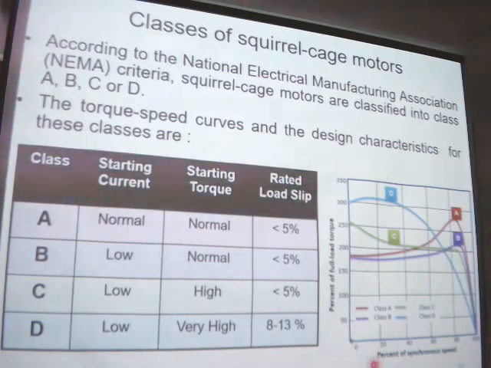So we see this. We also know the four kinds of motor. We see the C and D, especially D. Usually it uses the deep bar or the double cage mechanism.